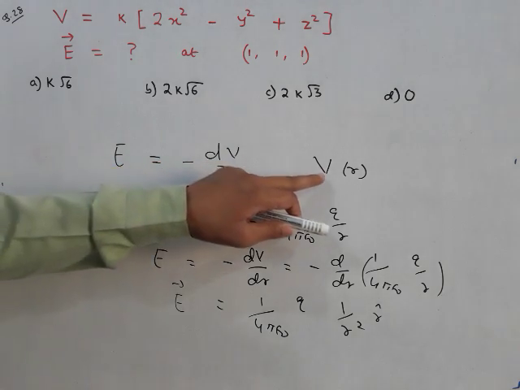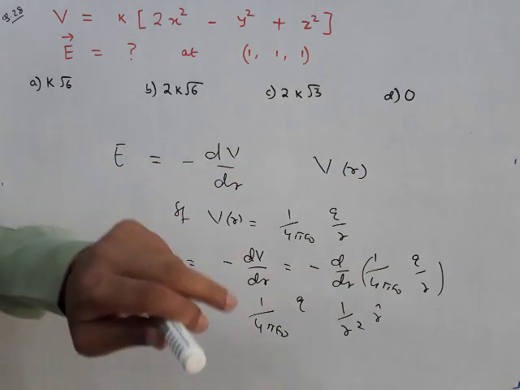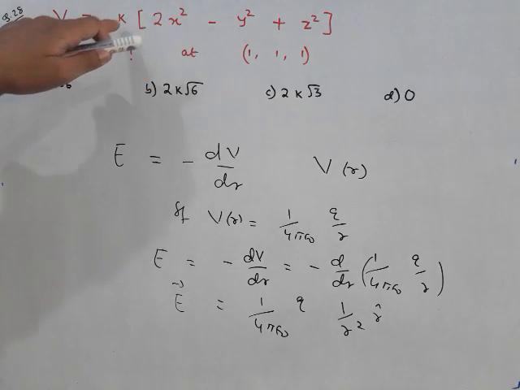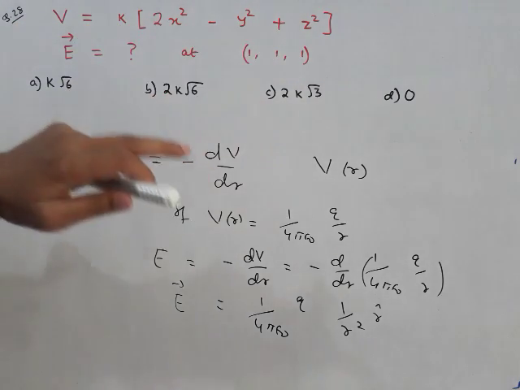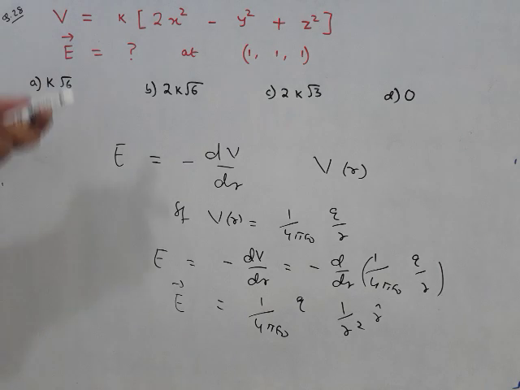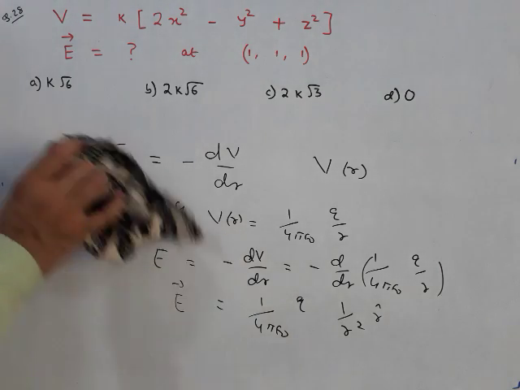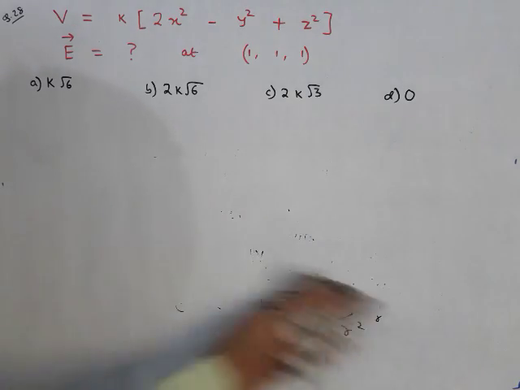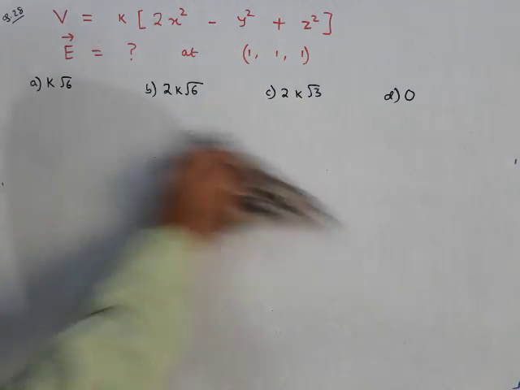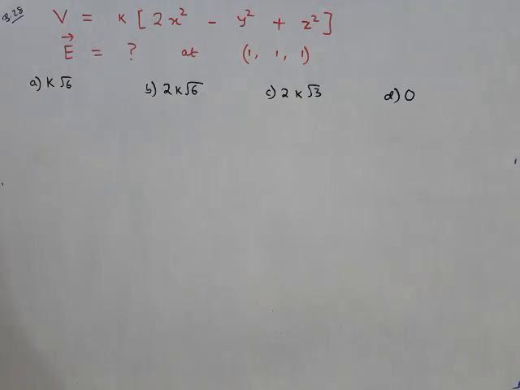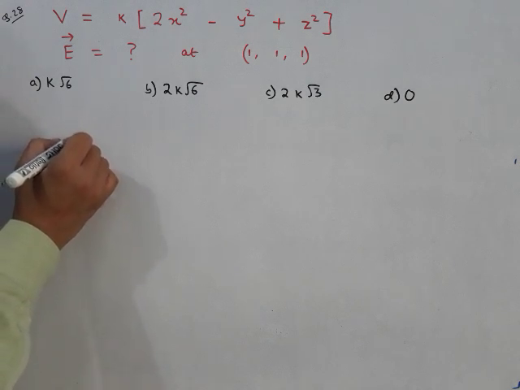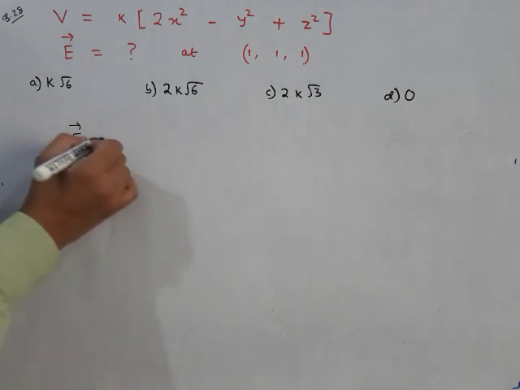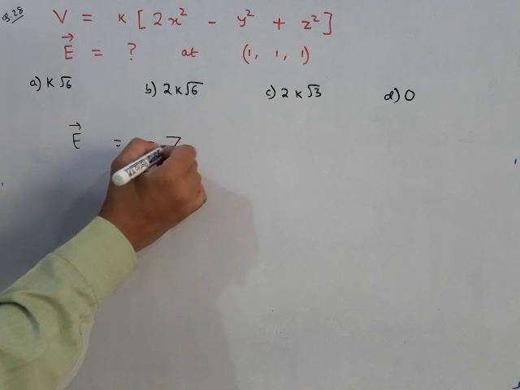But if V is not given directly as a function of R, like this, k times 2x square minus y square plus z square, then how would we calculate the value of electric field? For that, what I am going to discuss, please pay attention and understand how to do such questions. In such cases, we find electric field using this formula.